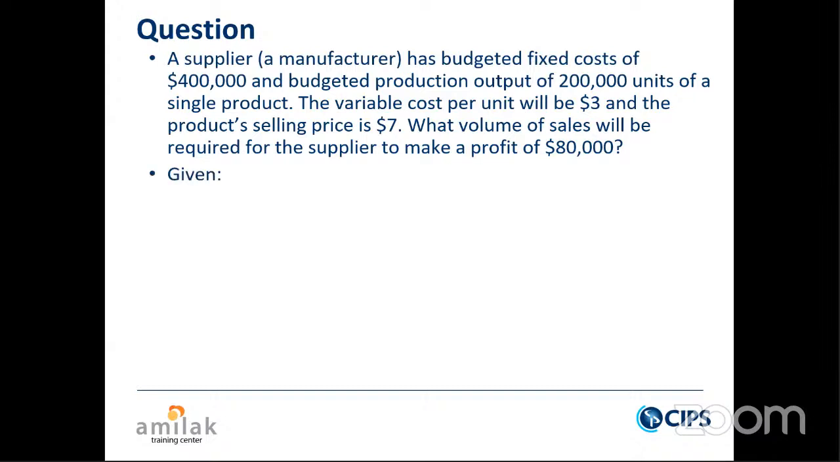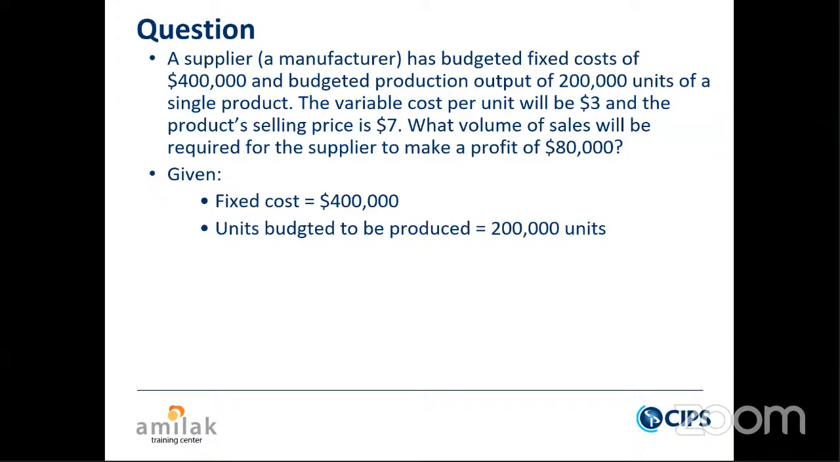Now, let's analyze this and see what we have been given in the question. Firstly, we've got fixed cost of $400,000. And then the budgeted units, although this information is not really useful at this stage. Variable cost per unit is $3. This means that that is how much they spend on raw materials. Now, you know that variable costs are the cost of raw materials, and they vary. Fixed costs are the overheads and stuff, those stay fixed. Then the selling price is $7.